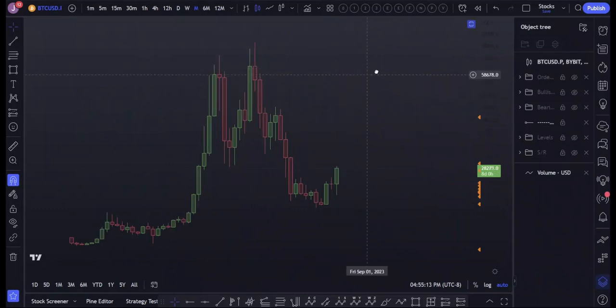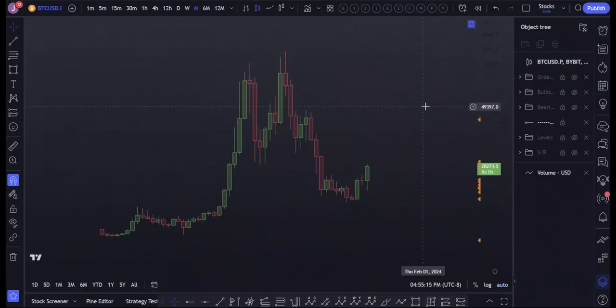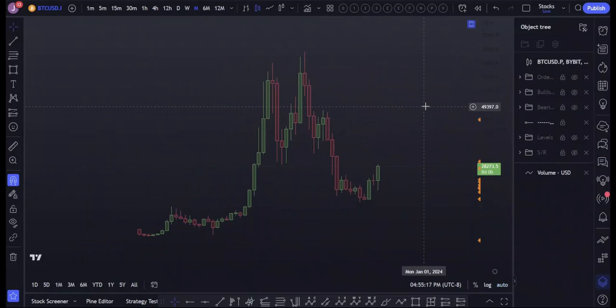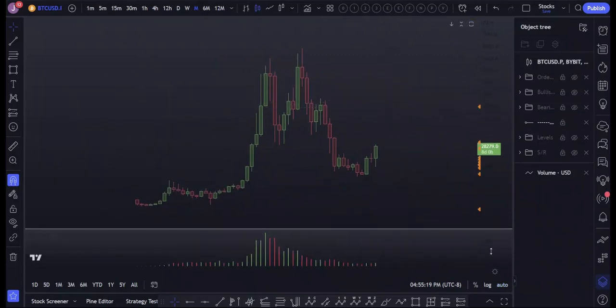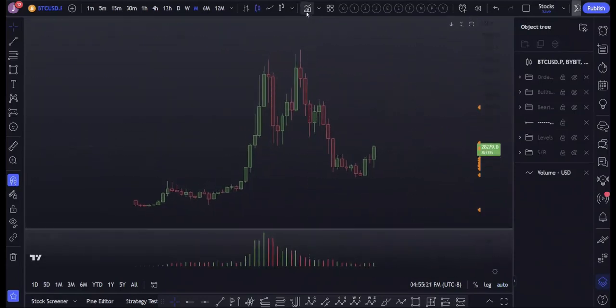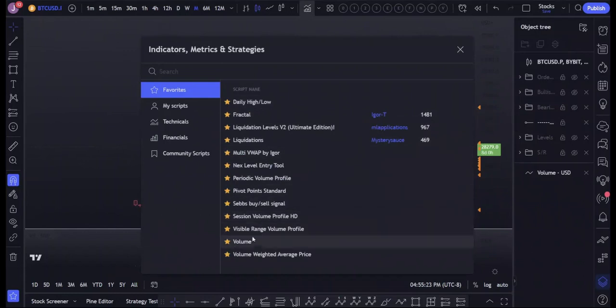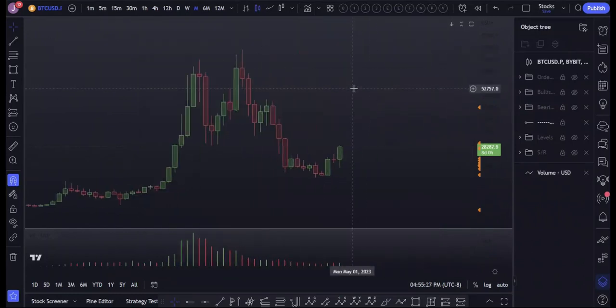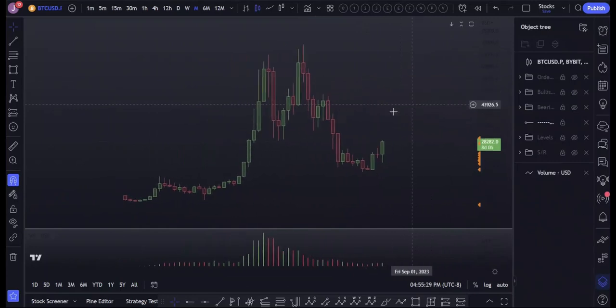Okay, now we're on the monthly time frame. What you want to have for identifying the order blocks is going to be your volume. So I have mine down here. You can go into your indicators, just go down to volume. If you don't have it, add it on your chart, because you're going to want to use the volume to help you identify these order blocks.